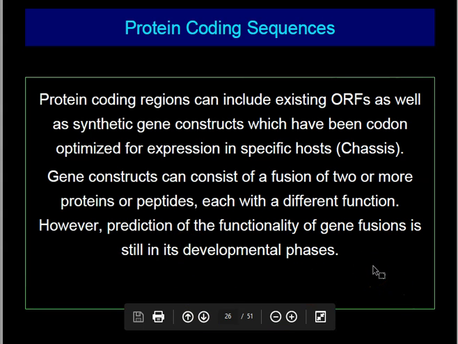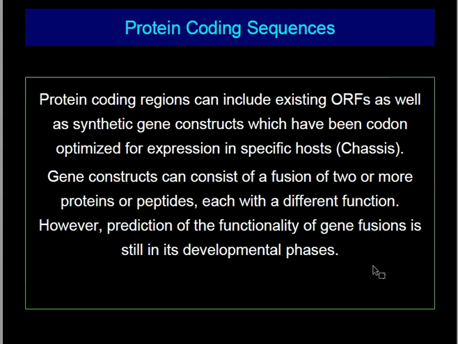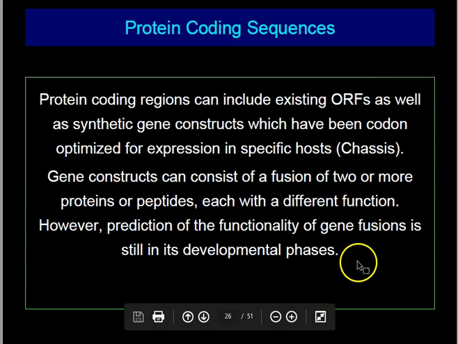Protein coding sequences essentially are open reading frames, so you can obtain a protein coding region from NCBI GenBank, and you can construct a fusion with the protein coding region, the promoter, and other regulatory elements. In this case, we use the word chassis, which is generally associated with engineering parts. The chassis is basically a host which is utilized to express that particular protein.